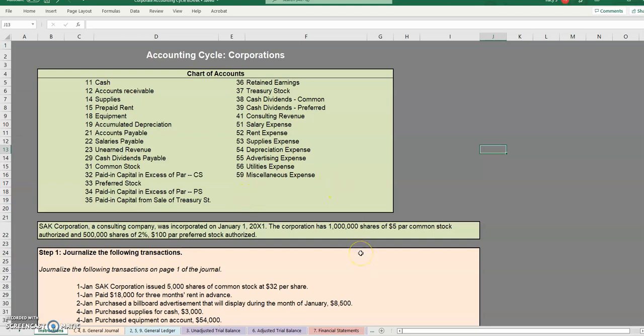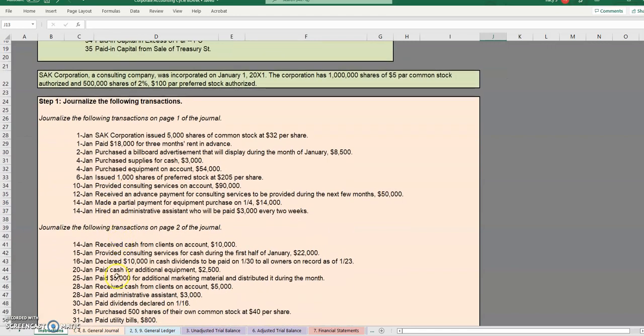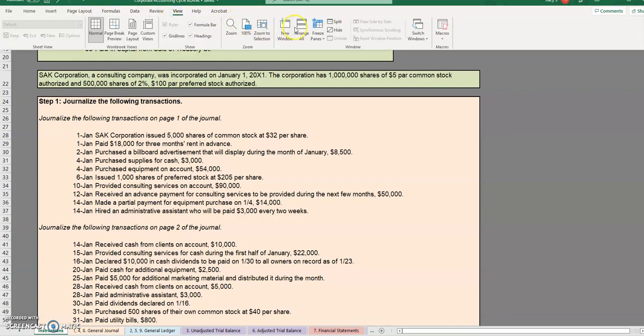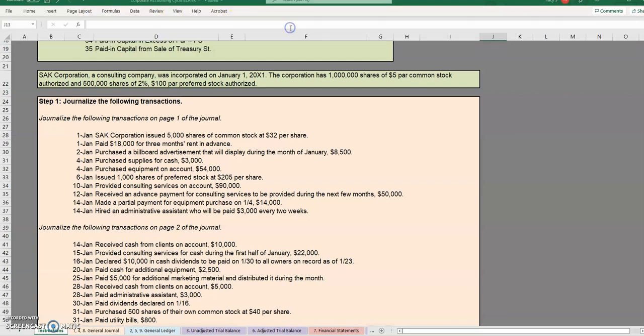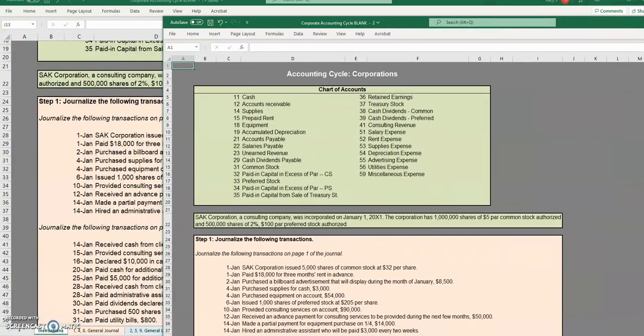Like I said in the intro, we are going to be getting started with step 1, which is journalizing transactions. I'm going to begin by opening up a second window so that I can work side by side, and I encourage you to go to our website and download this spreadsheet so that you can do the same.